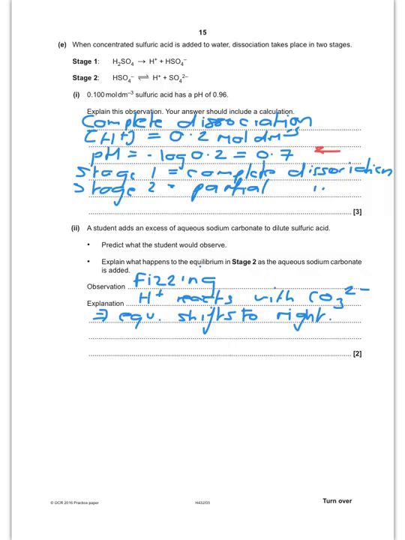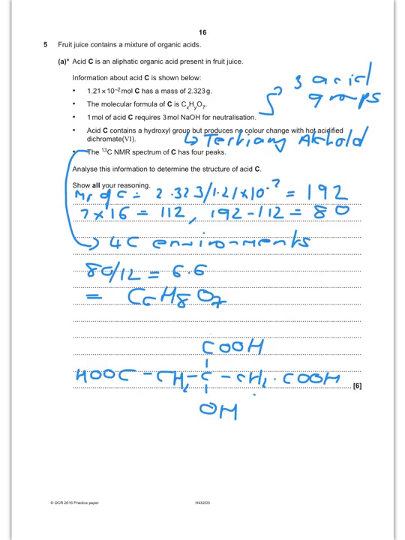A student added excess sodium carbonate to sulfuric acid, what would they see and what would happen to the equilibrium stage 2? So first of all, you see fizzing, and what would happen to stage 2? Well, the H plus here would react with the carbonate ion, and therefore it would be removed, and therefore the equilibrium would shift to the right to replace the H plus removed.